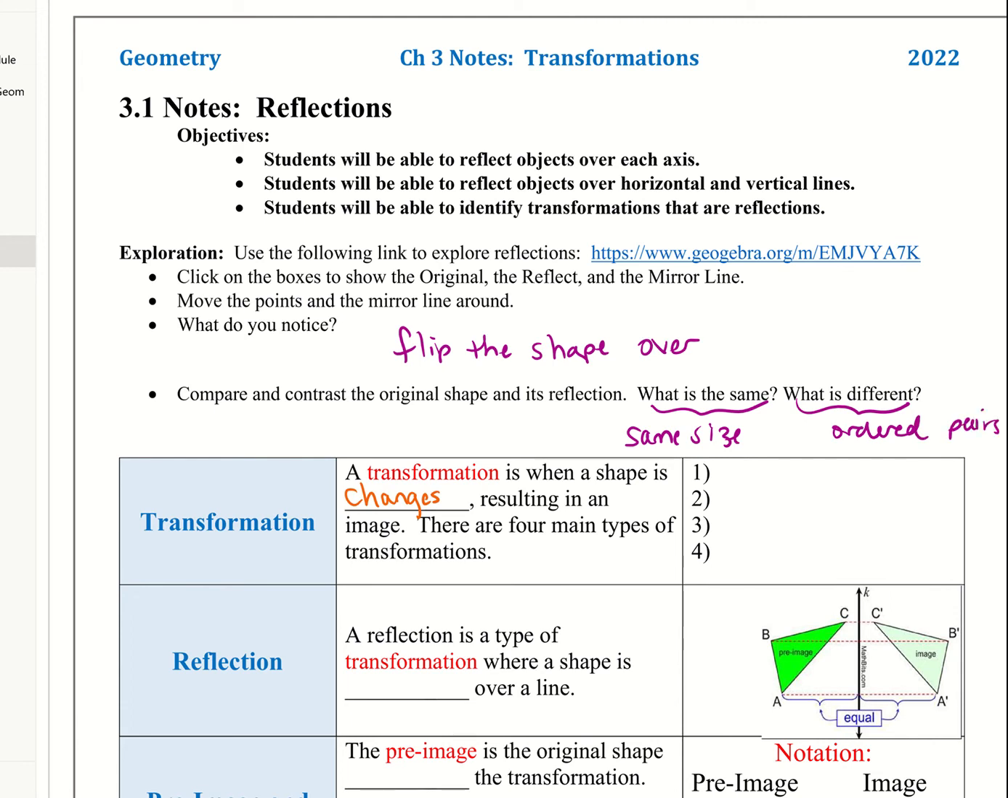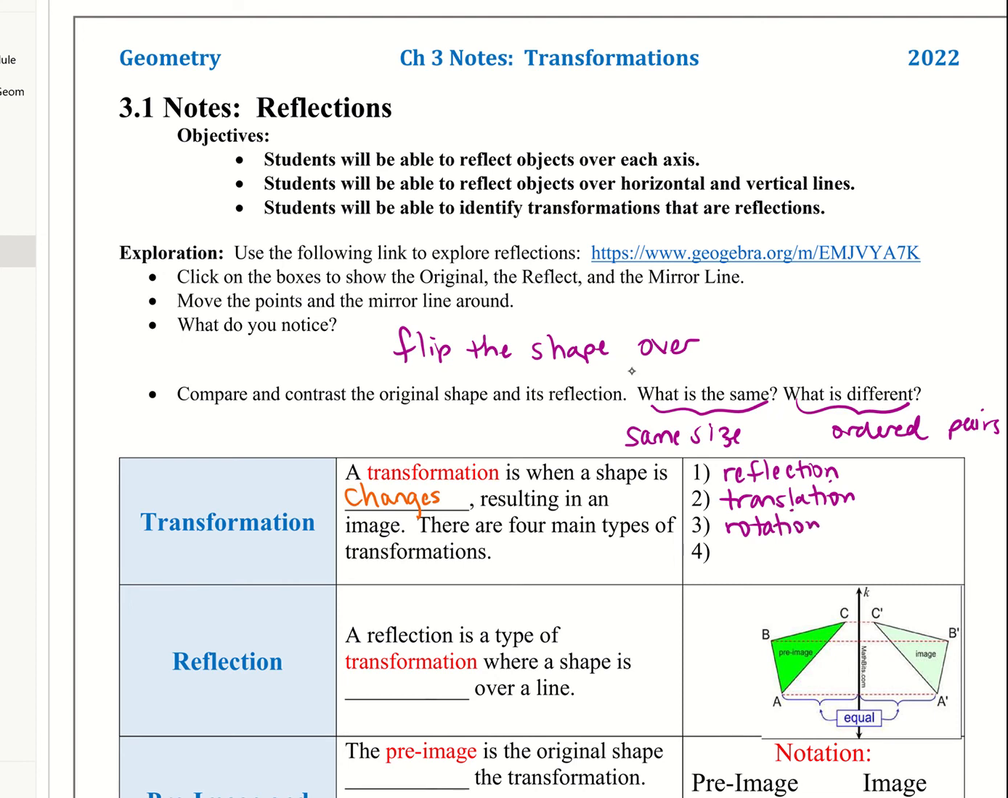There's 4 main types of transformations we're going to look at, 3 of them in this unit and 1 of them not till semester 2. The first type is the reflection, that mirror image that we were just looking at. The second type that we're going to look at is called a translation. We'll learn all of these terms. The third type is called a rotation.